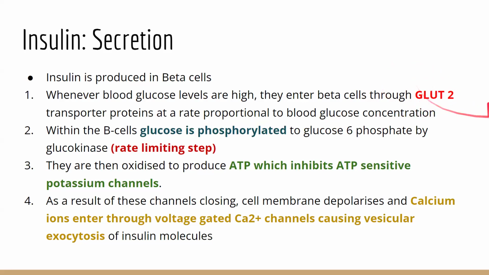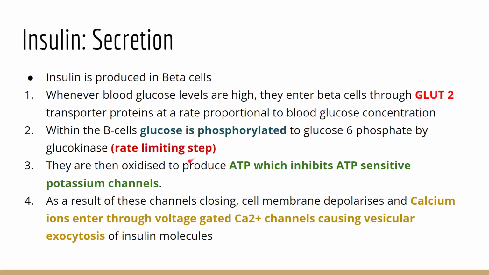There are different GLUT transporters. You must have studied them earlier. To remember which one it is, at least this helps me: insulin is produced in beta cells, so B is the second letter of the alphabet, so GLUT2, if that helps in any way. GLUT2 transport proteins. Within the beta cells, whatever glucose enters is going to be phosphorylated.